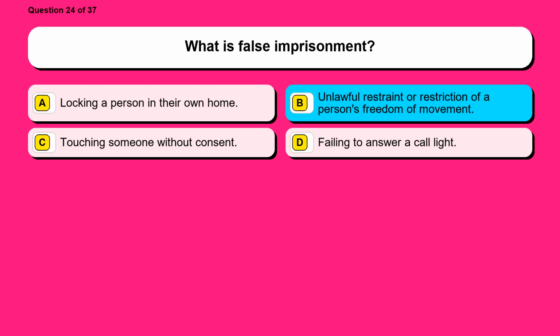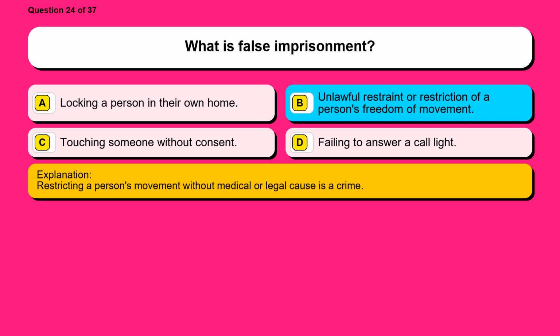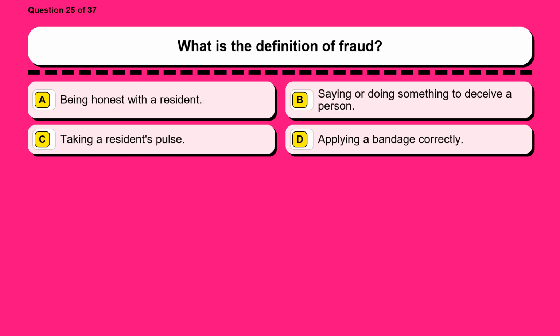The correct answer is option B. Unlawful restraint or restriction of a person's freedom of movement. Restricting a person's movement without medical or legal cause is a crime. Question 25. What is the definition of fraud?